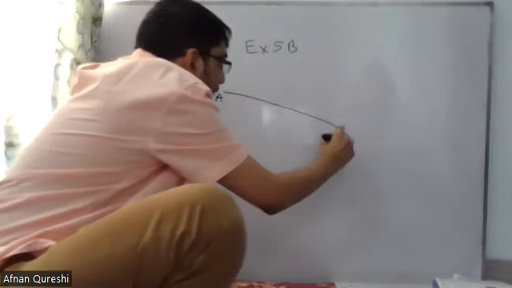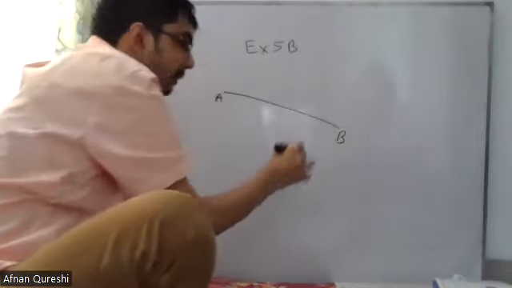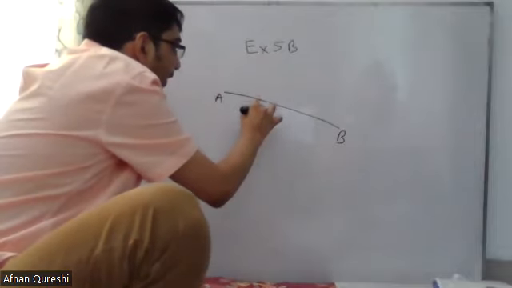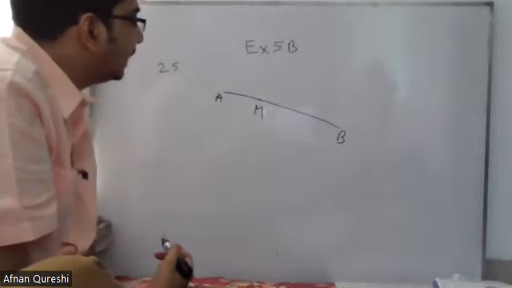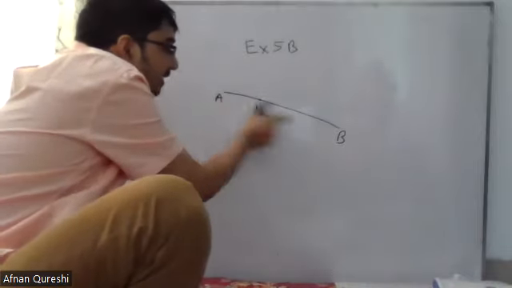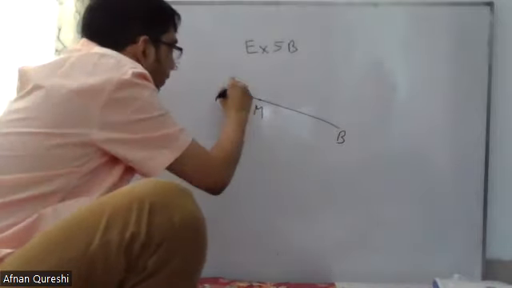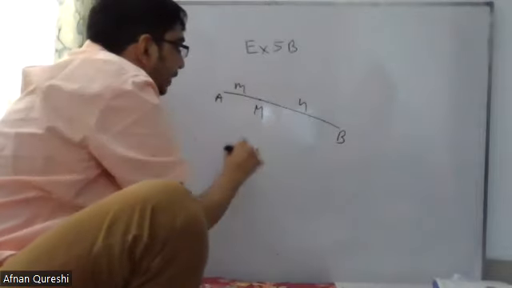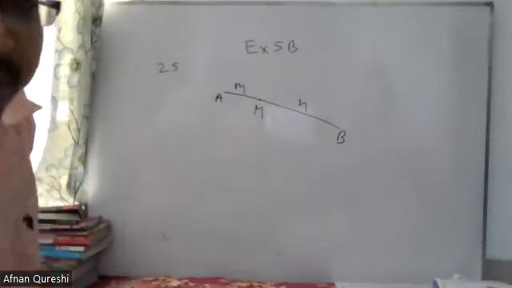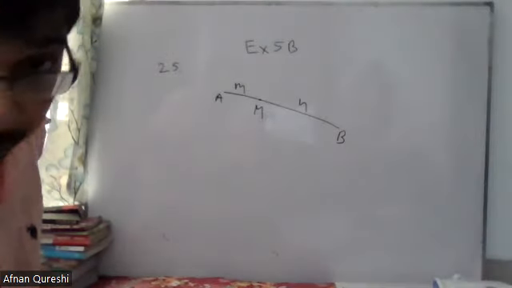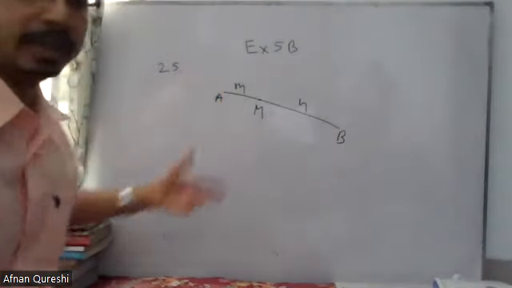So let's say you have a line segment AB, and a point M somewhere over here. By M, I don't mean the midpoint. Let's say M divides this line AB in the ratio m is to n. In the class, I use the ratio lambda mu as the notation. Same thing, you can use m and n also.